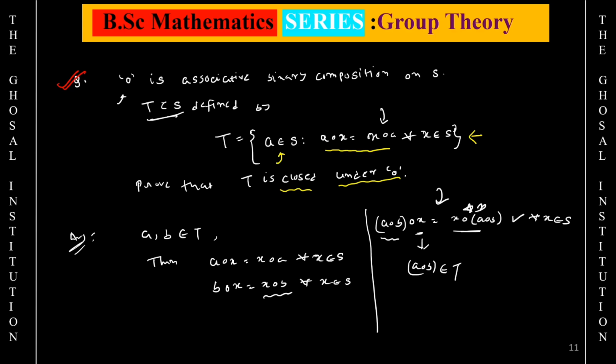So binary composition is finished, and there is nothing more to learn about binary composition. It's a very basic thing. From tomorrow's class we'll start something very new to you. You already learned these types of things in your class 12. From the next class I will teach something very new, that is groups.